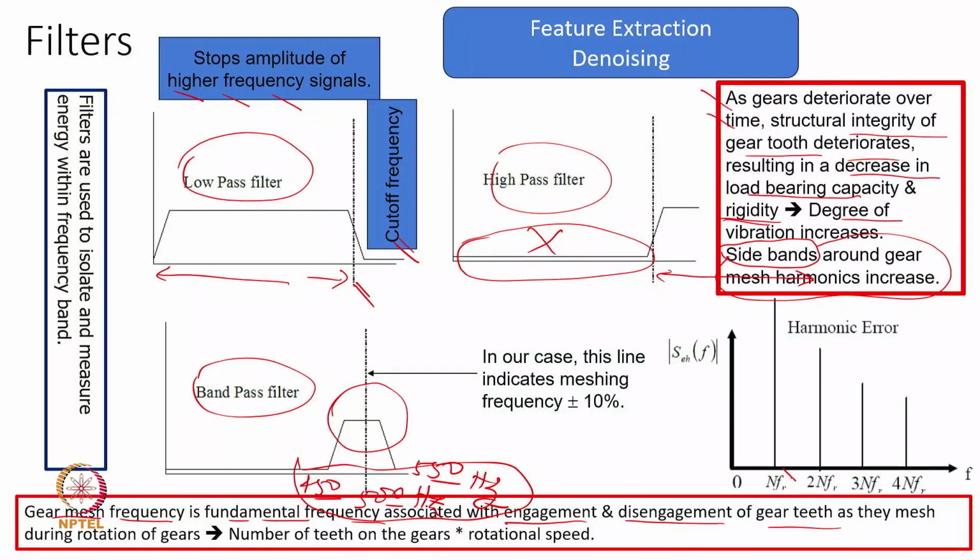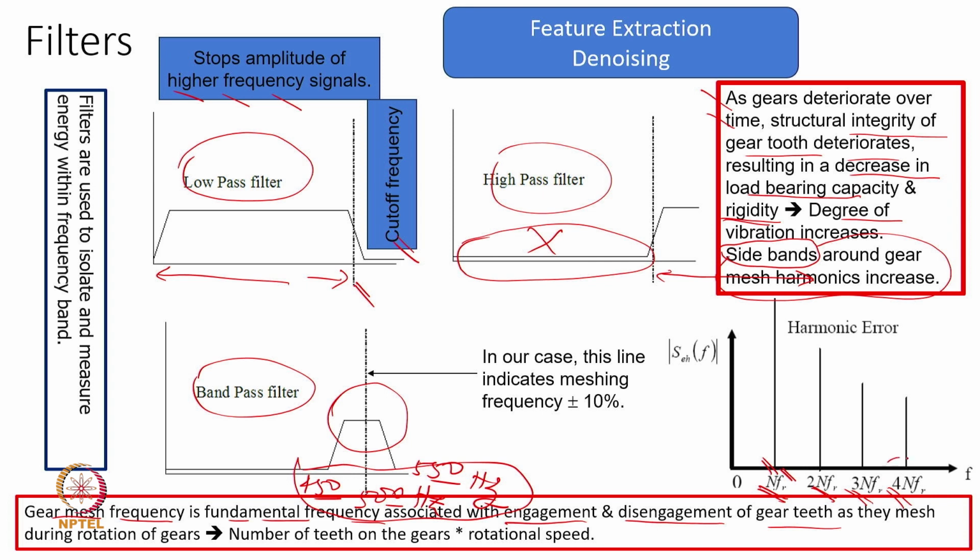And if the rotational frequency of the shaft is fr, and the number of teeth is n, that means first the fundamental gear mesh frequency will be n into fr, and we will be getting harmonics of that. That is, I will be getting a response at 2n into fr. I will also get harmonics at 3n into fr, 4n into fr. Now I may get more and more, but are we interested?